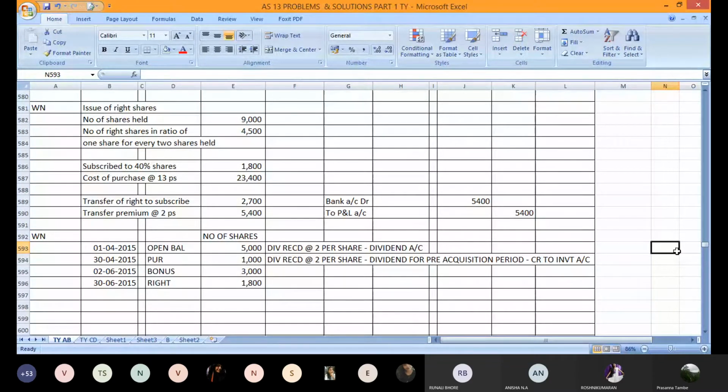Then what about bonus shares which were issued on 2nd of June? Will you receive dividend or not? You will not receive, because the bonus shares were not in existence on 31st March. So generally they should not be eligible for dividend. That is the logic. Similarly, these right shares were not in existence on 31st March 2015. So generally the company would not pay even the dividend on these right shares.